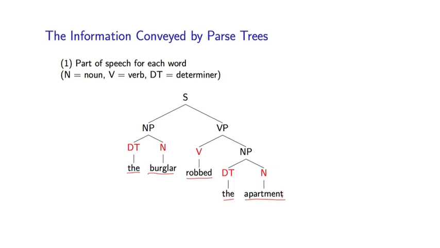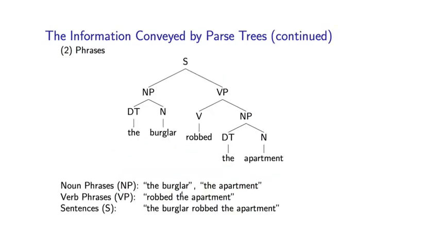Okay, so at the very first level, if we look at the level above each word in the tree, we see that we basically have the part of speech for each word. And so we have DT here for determiner, N here above burglar for noun, V above robbed for verb, and so on. So this very first level of the tree simply encodes the part of speech tag sequence for the input sentence, in exactly the same way as we saw with the part of speech tag sequences in the previous section of this course on part of speech tagging. So that's the first level.